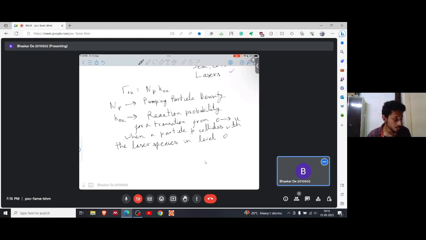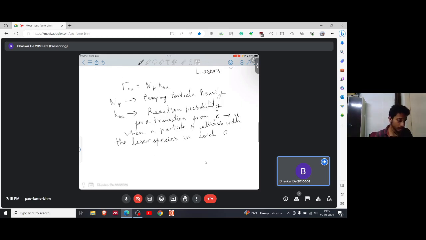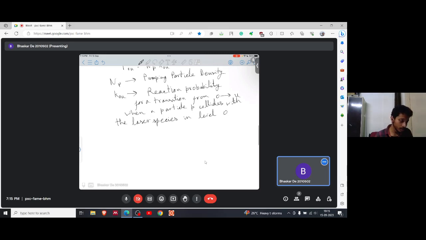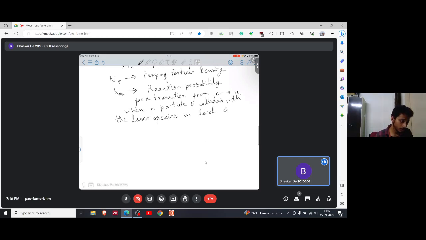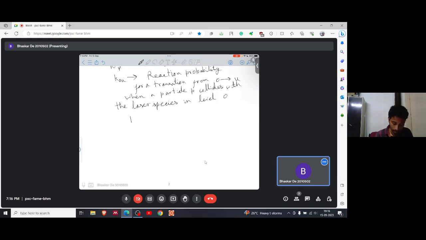So now this parameter can be written in different form also. So basically if we want to write it in terms of the cross section, then we can write this as Ne. So this is for gaseous discharge.